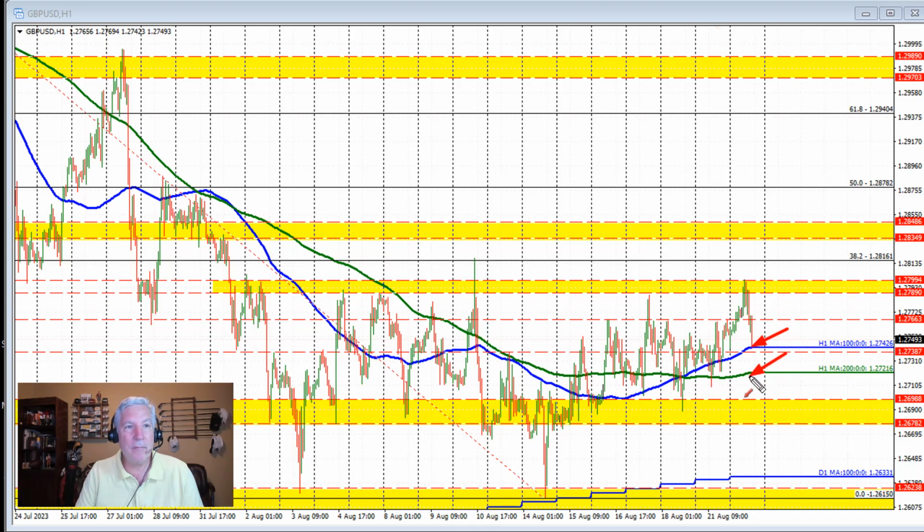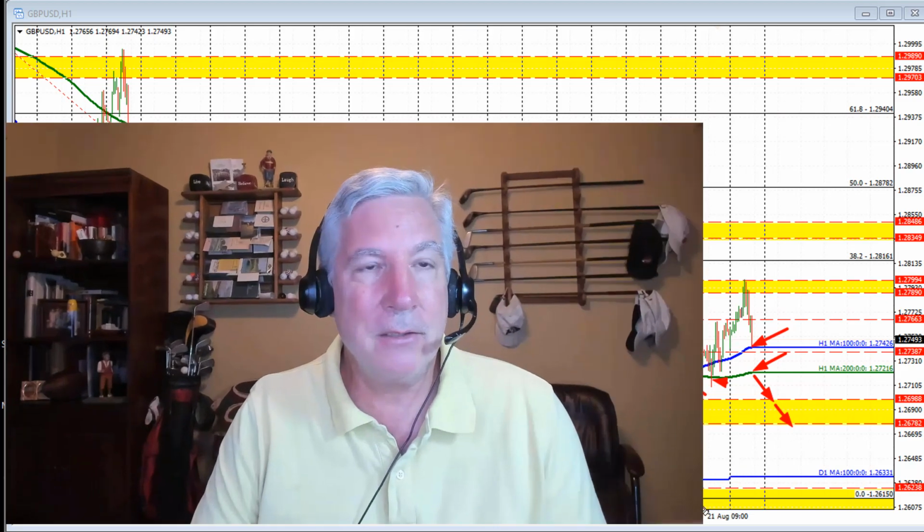If we do break below, we do have the 200-hour moving average at 1.27216 to contend with on the downside. Yesterday, well, it's been sort of sloppy around these moving averages, to be honest with you, over the last 5 or 6 or so trading days. But if we were to break below it, that would increase the bearish bias and have traders looking for this swing area down here. So there you have it.